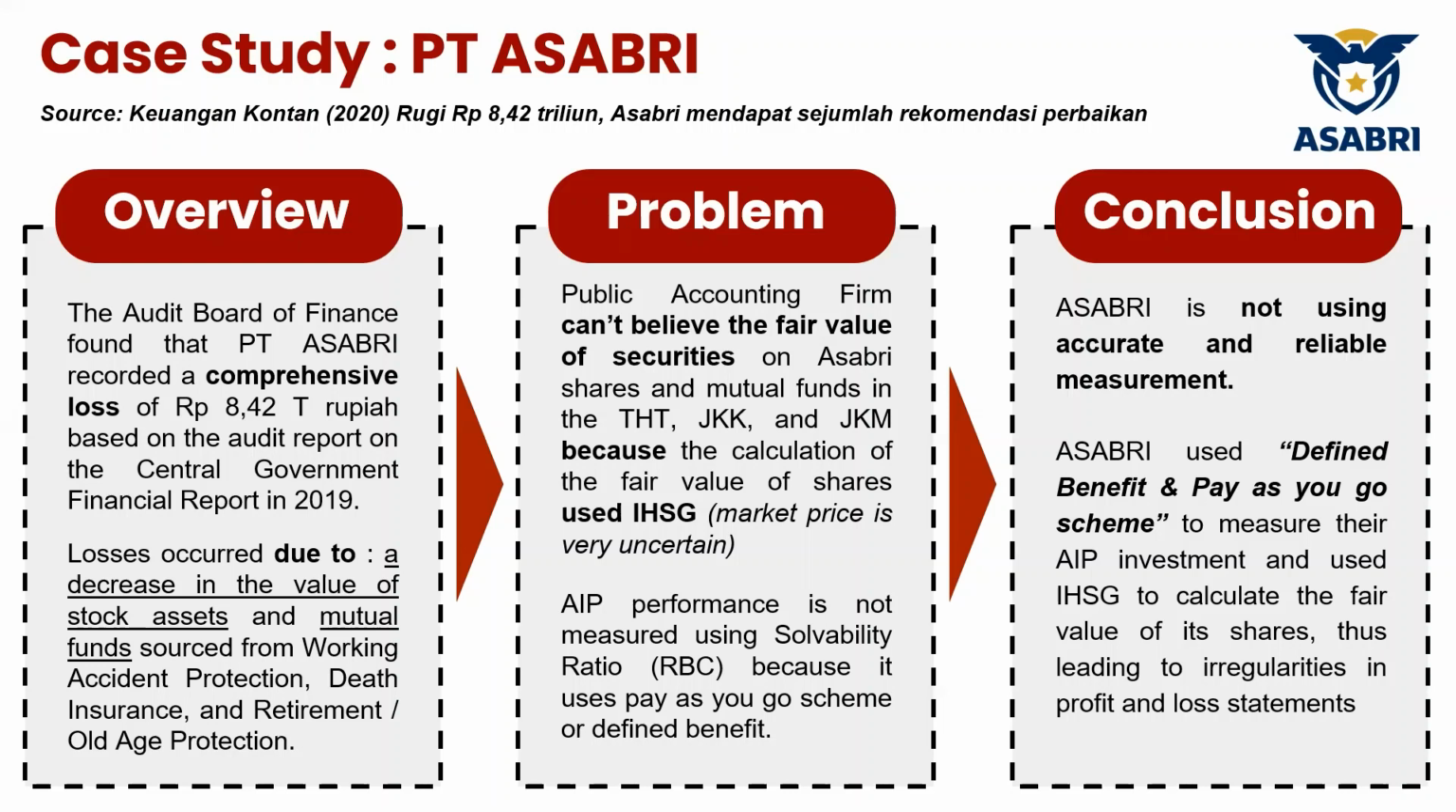So, the public accounting firm said that the calculation was incorrect because there was no active market for both stocks and mutual funds. As a result, the fairness of the presentation of the decline in the price of stock and mutual fund investment assets cannot be believed to be fair and has an impact on the fairness of the presentation of income or loss, which is a component of Asabri's current year profit and 2019 comprehensive income.